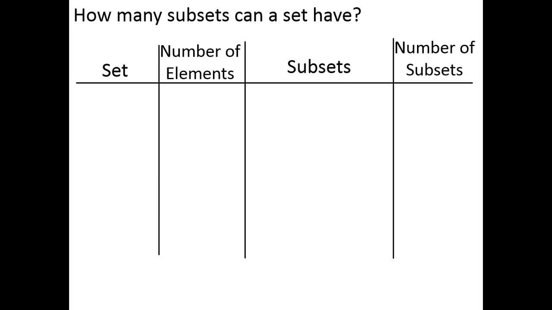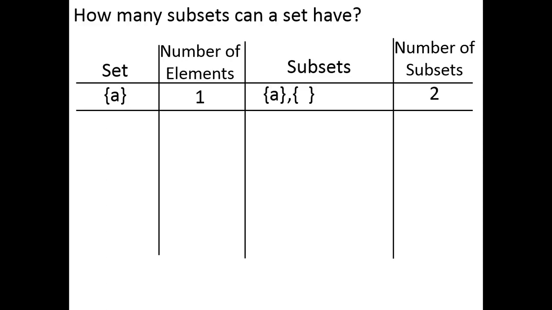So let's start by thinking of a set that has only one element in it. So if we have a set that just contains an element A, we could have a subset of that set that contains A, or remember, every set has the empty set as a subset. So the total number of subsets in a set with only one element is 2.